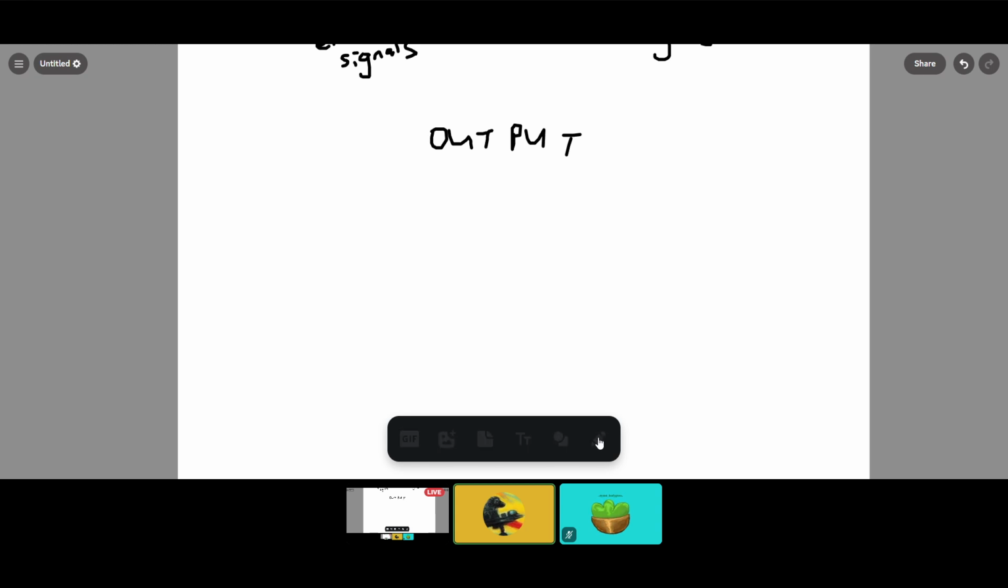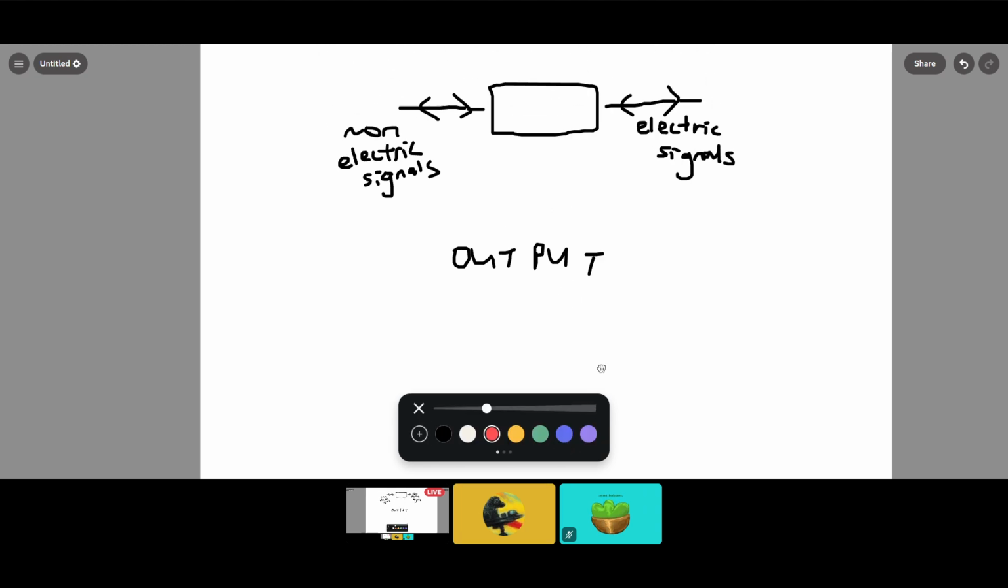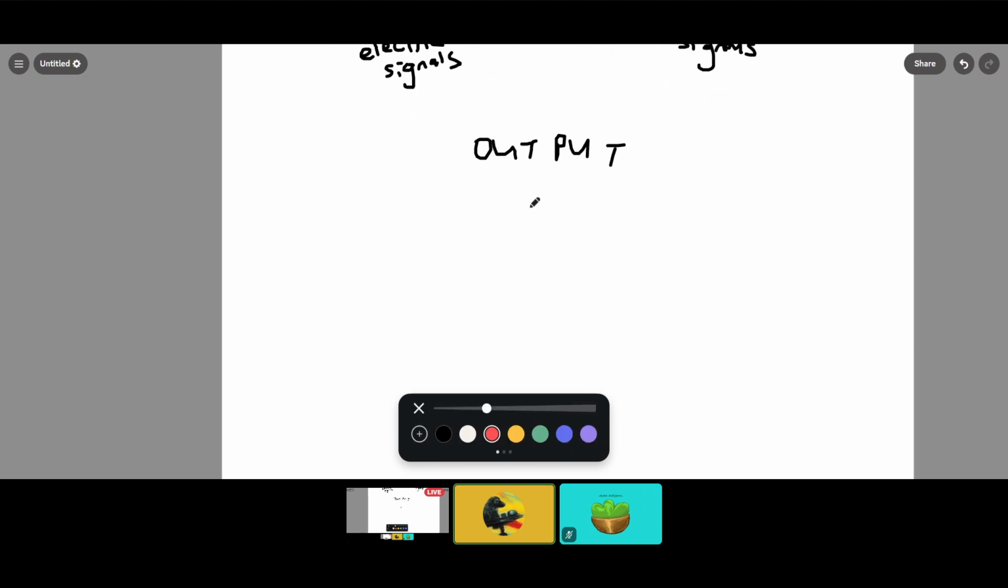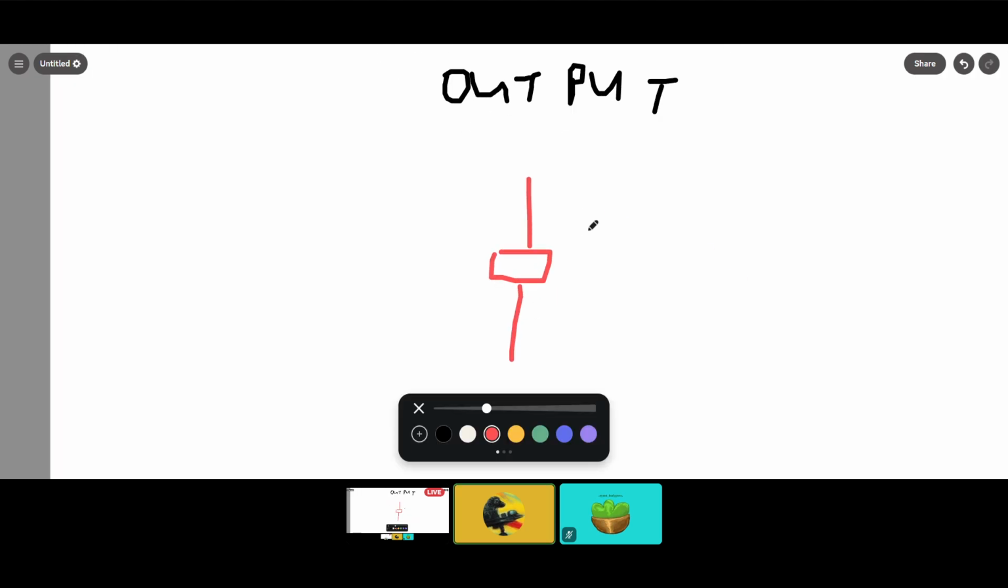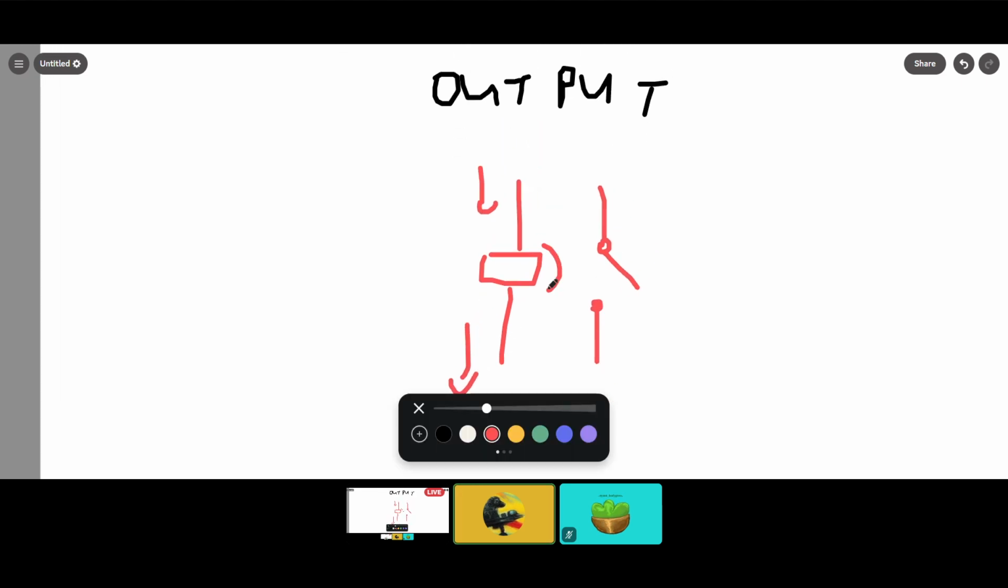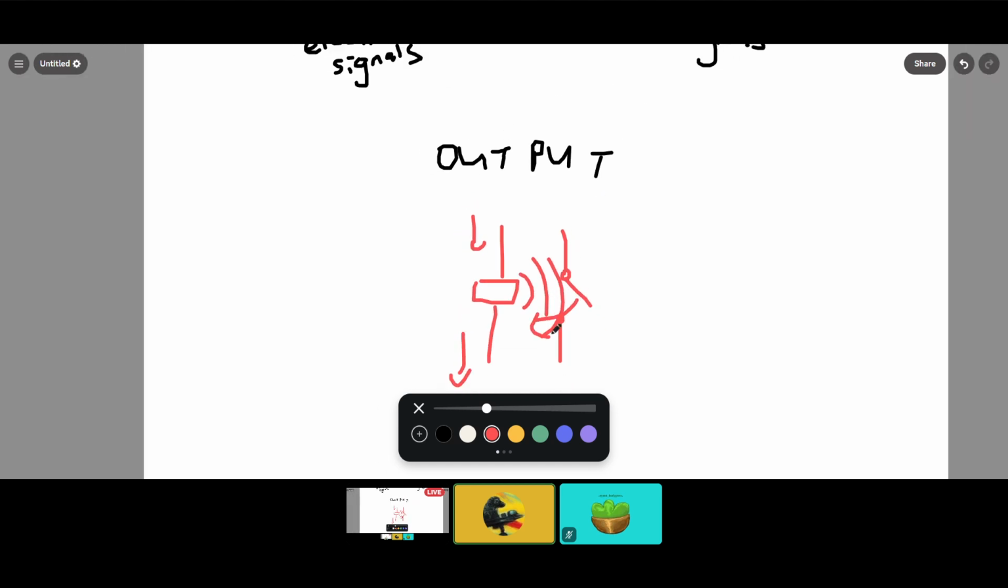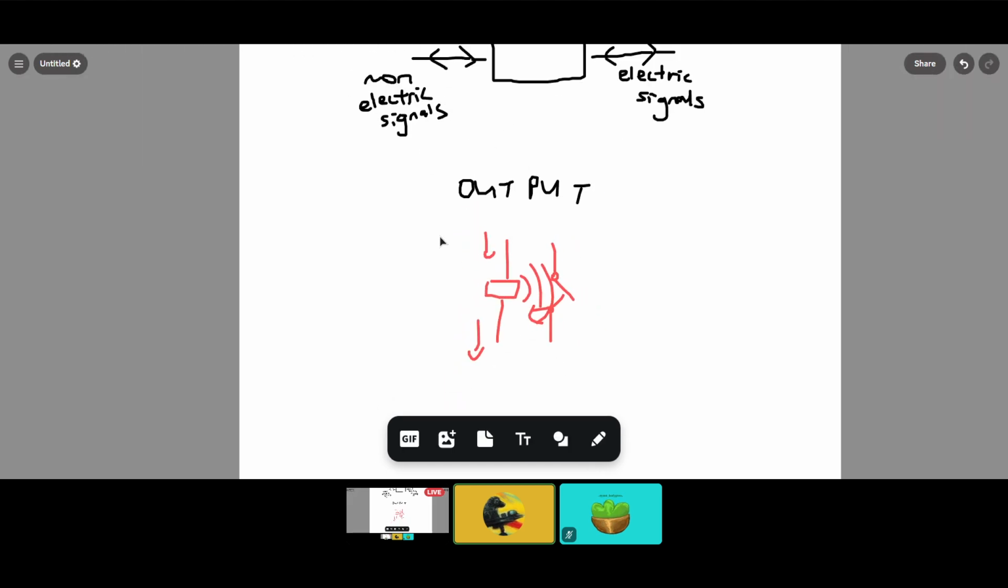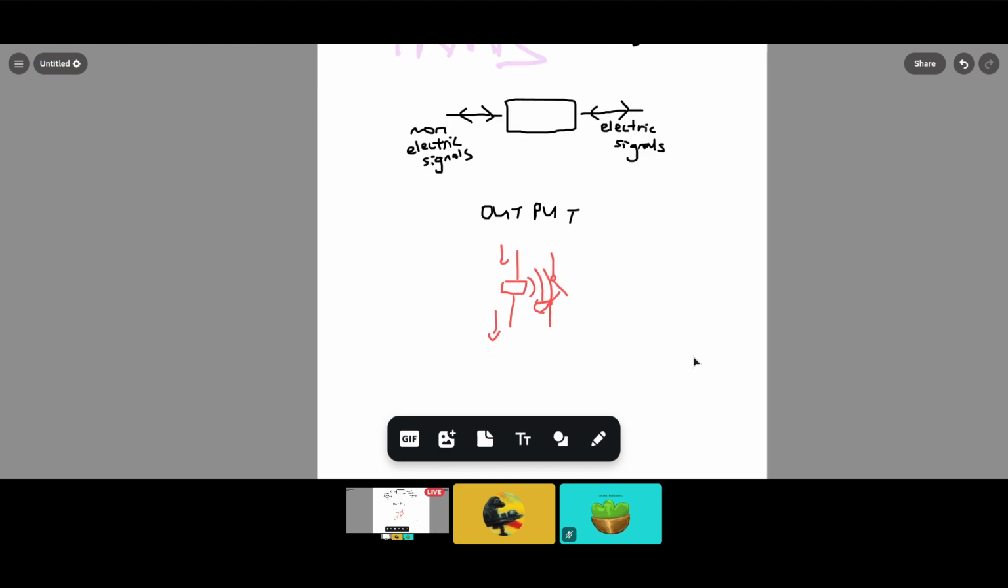There is one more output transducer, so to speak. It is the relay, which I go into far more depth in my relay video, but I suppose it could be counted as a transducer because when current flows through it, it produces a magnetic field, which is not an electric signal, which causes a physical change, again, not an electric signal. That's why the relay is also an output transducer, which you must know.